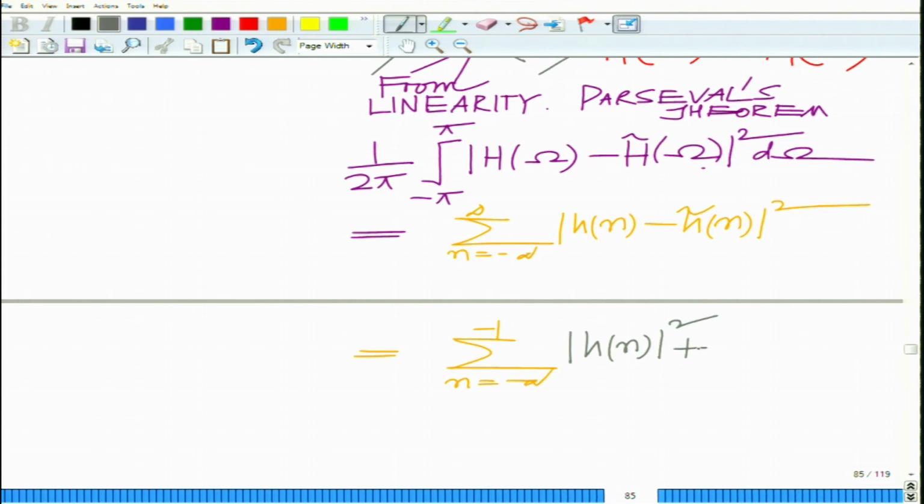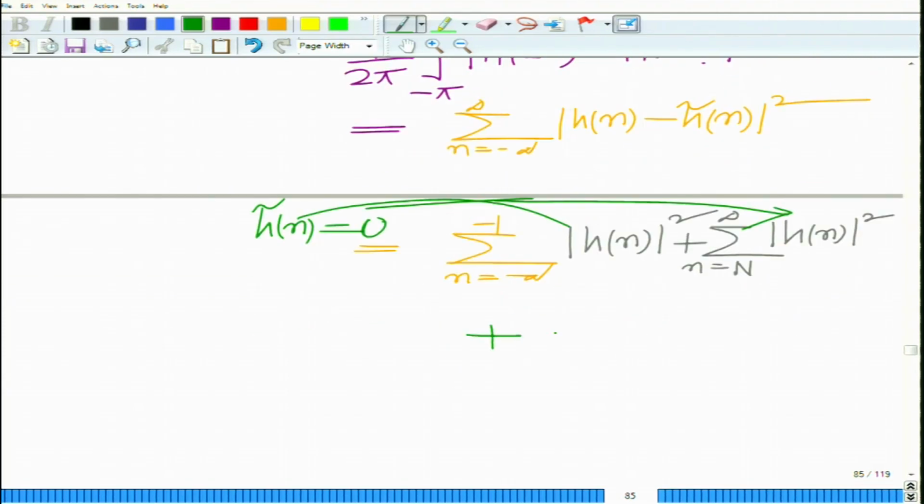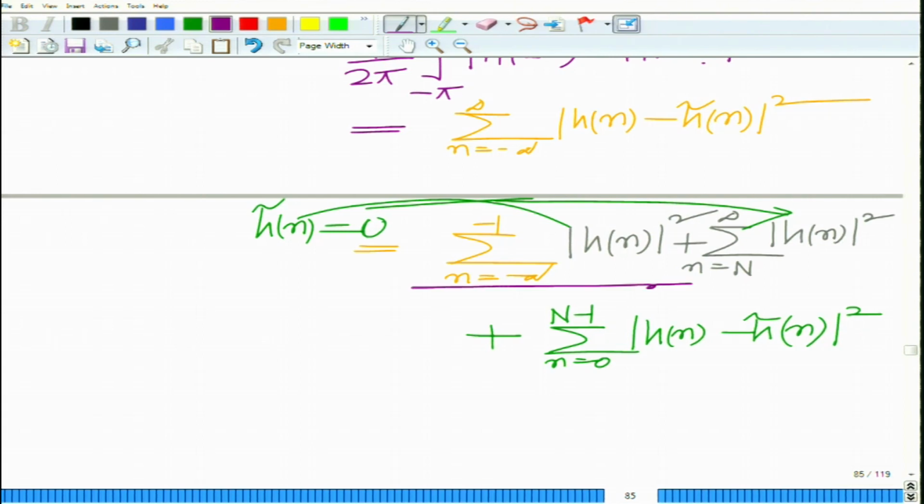Plus, now let us look at the summation n equal to capital N to infinity. Again in this range h tilde n is 0, so this reduces to simply the sum of magnitude h of n squared, because in this range h tilde n is equal to 0. Therefore, the only remaining component is the summation n equal to 0 to N minus 1 of magnitude h n minus h tilde n squared. Now, remember the first two quantities are a constant, they do not depend on h tilde. And therefore, this is equal to a constant C.